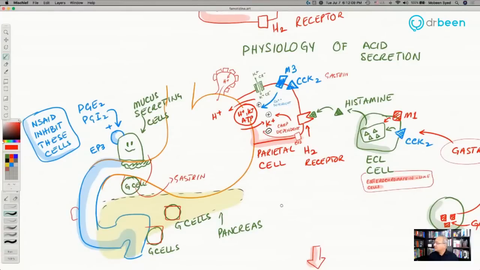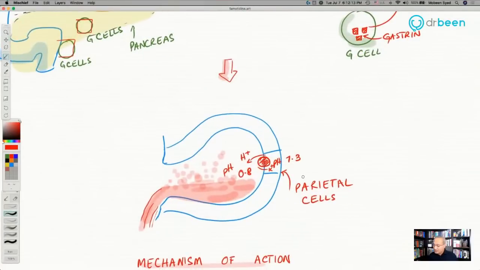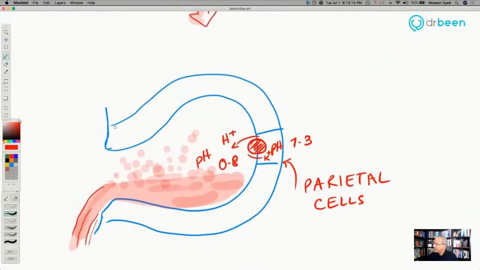Now these cells, the parietal cell, in this diagram, I have actually made a gland. As I said before, this is a gland that is attached to the stomach, and there are many millions of glands.